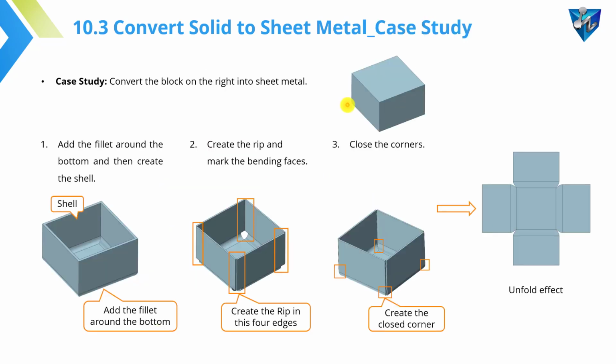Okay, now let's see a simple case here. The purpose is to convert the block to a sheet metal part. We can quickly go through the steps here. First, we add the fillet around the bottom, and then create the shell. And then we make the rip and mark the bending surface. If necessary, we can close the corners. And finally, we can get the unfold result. Now let's move over to ZW3D to check more details.